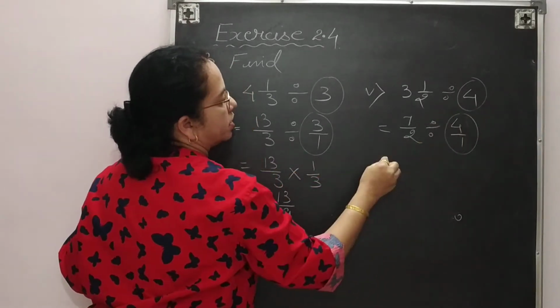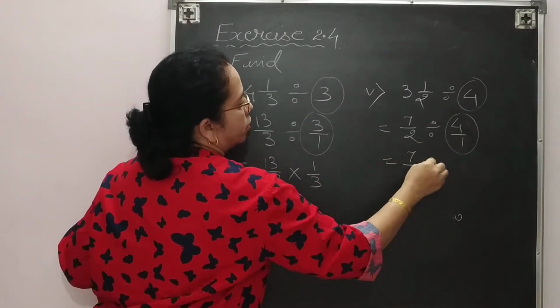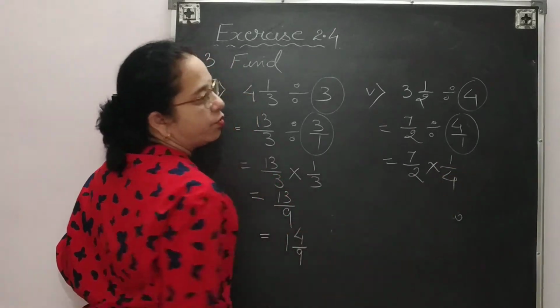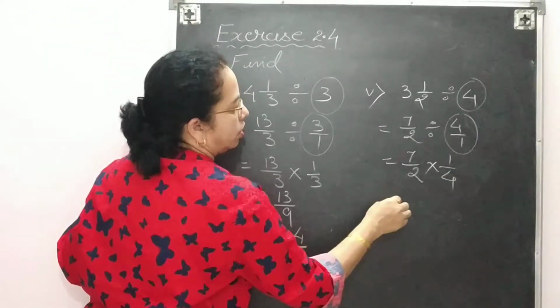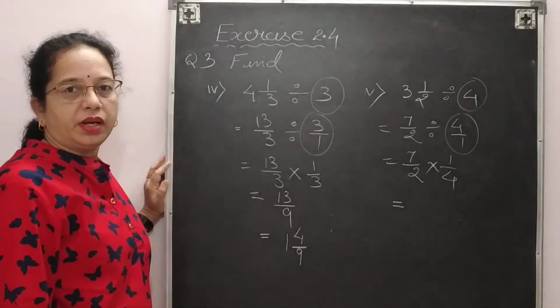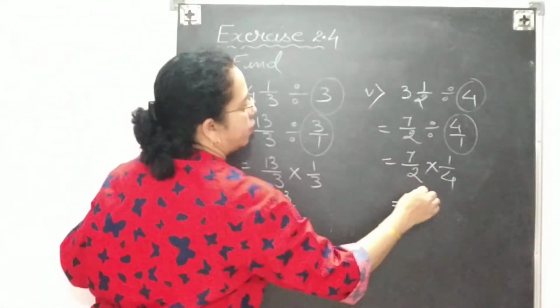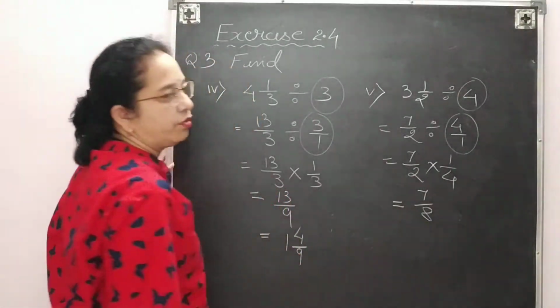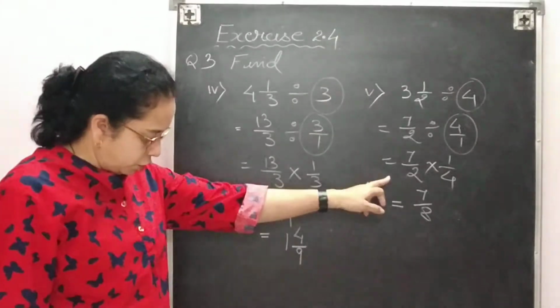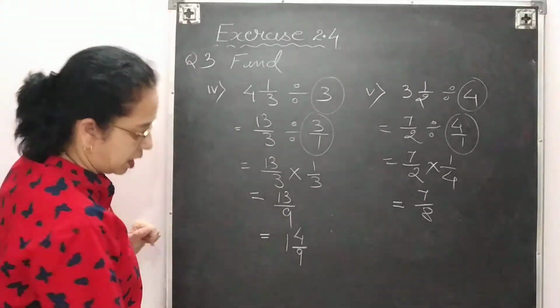Still we need to take the reciprocal of that number. So what is the reciprocal of that number? 1 by 4. Now we cannot cut any number, one from the numerator, one from the denominator. So multiply numerator with numerator, denominator with denominator. Since your numerator is smaller, this is the answer.